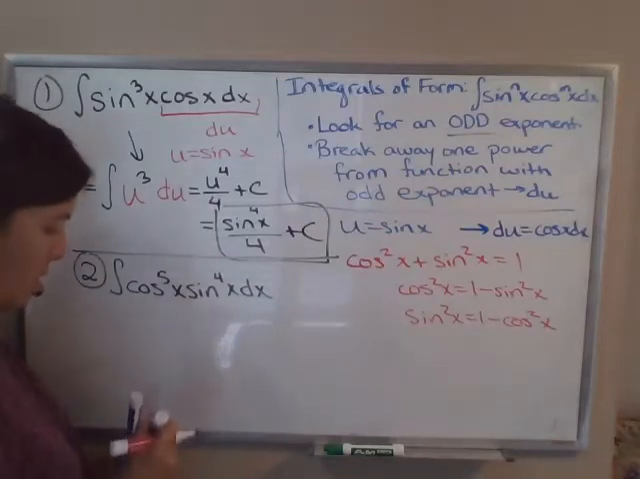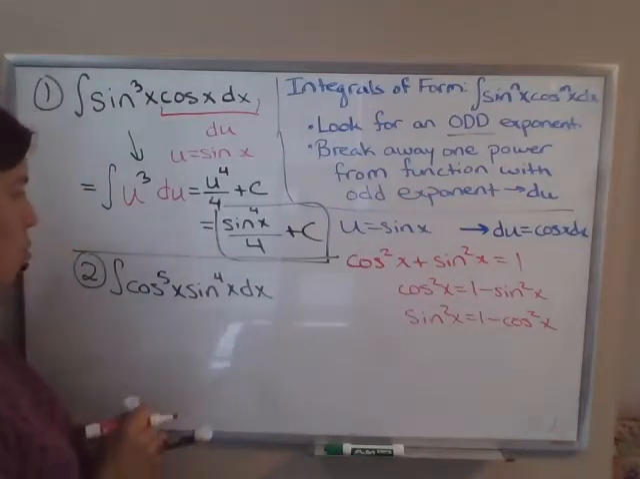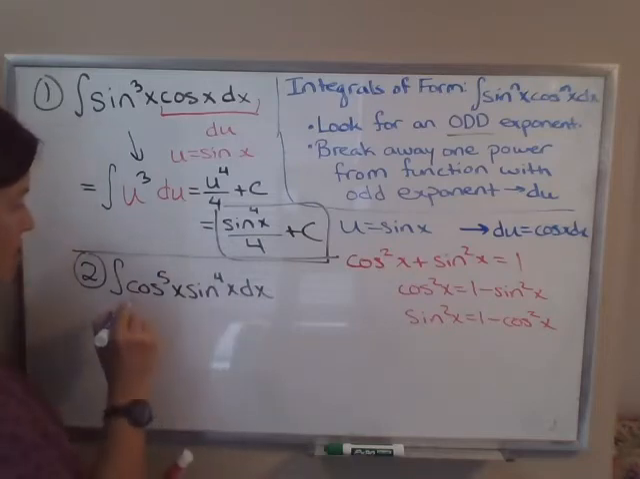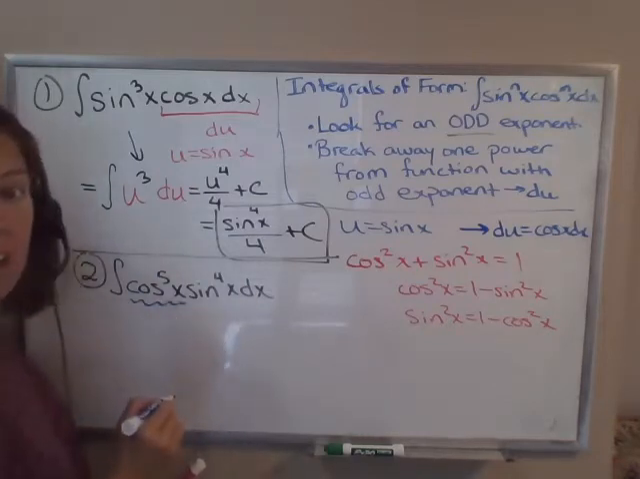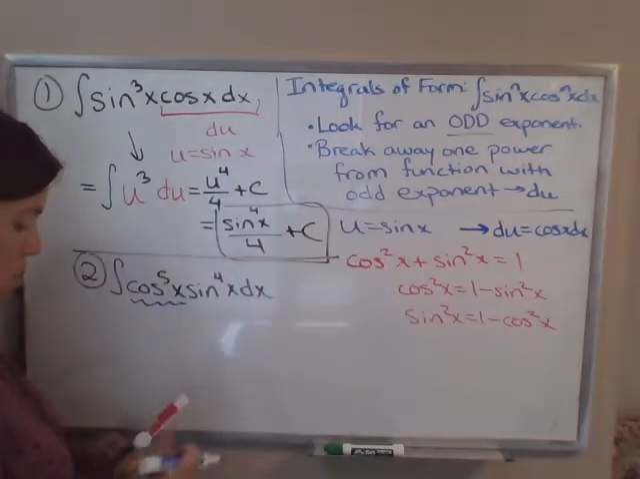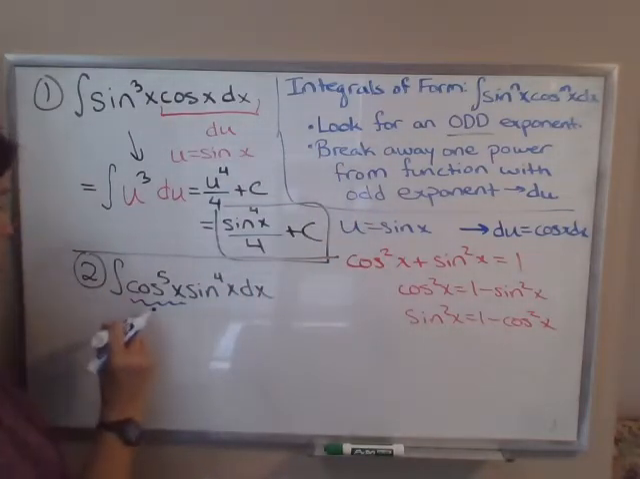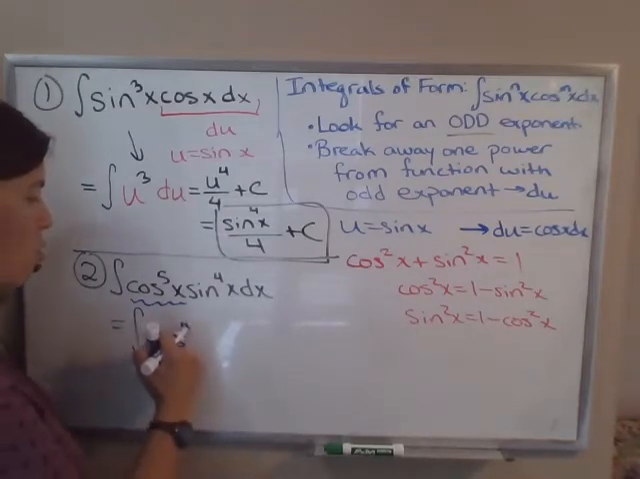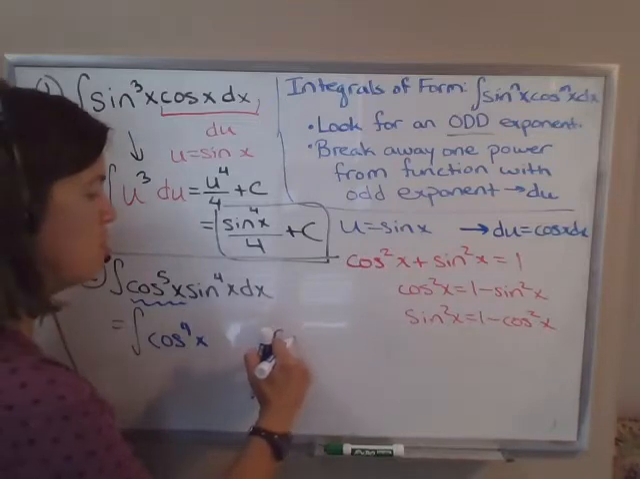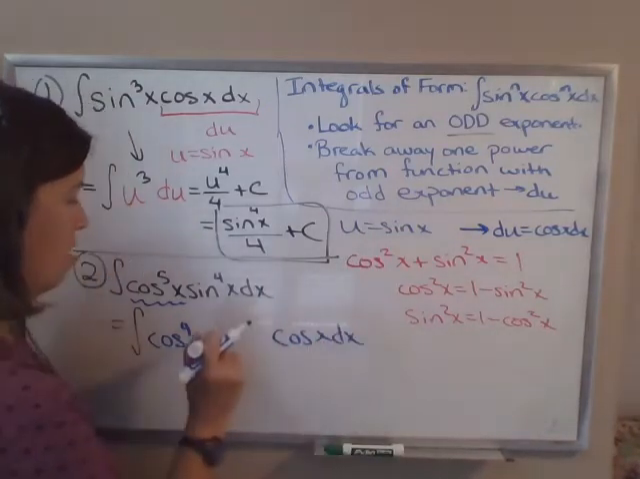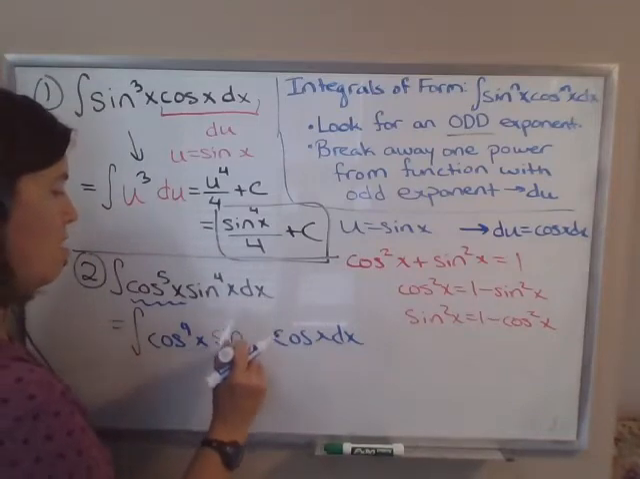So if we focus in on the expression with the odd exponent, that's this cosine to the 5th. So break away one power is what I'm suggesting here. Take this cosine to the 5th, write it as cosine to the 4th. So I'm going to borrow one power, push it to the back here, cosine x dx, and sine to the 4th here.